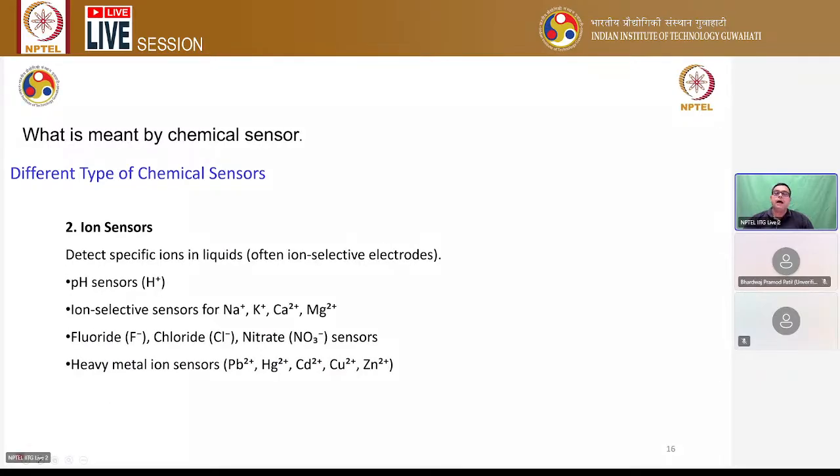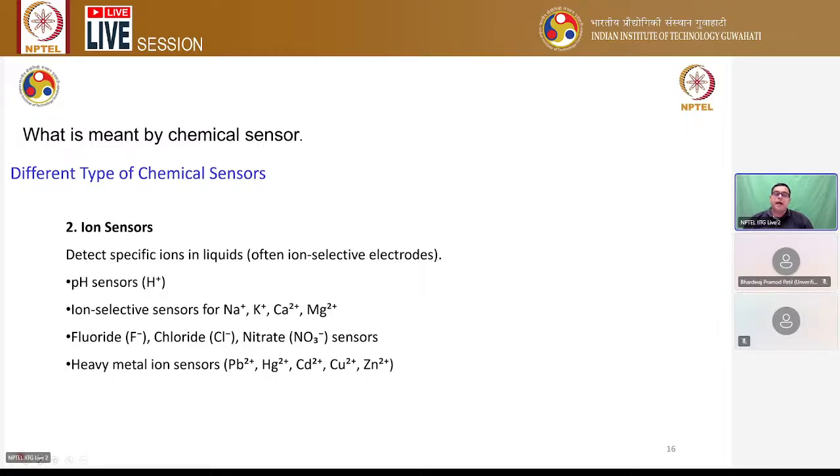You can have ion sensors, which detect specific ions mostly in liquid. These sensors are mostly ion selective electrodes, mostly electrochemical devices or ISFET kind of devices. It detects, for example, pH. pH is nothing but H positive ions. So a pH sensor is a good example of a chemical sensor. Although it falls under ion sensors, the ion sensor itself is a type of chemical sensor.